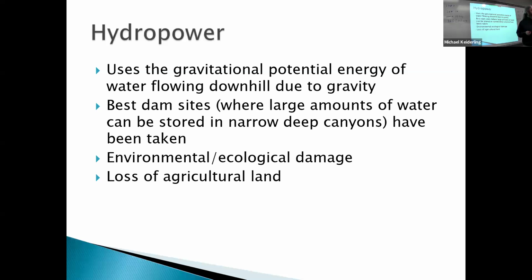But yeah, all the best sites for hydro dams already have dams on them. And it does some weird things to the flow of stuff in the river that you put a dam on. There's all kinds of complications. And they're not terrible or anything, but they are a thing you have to deal with.